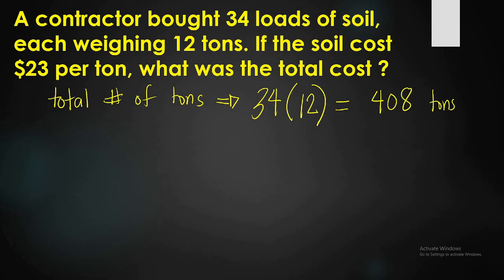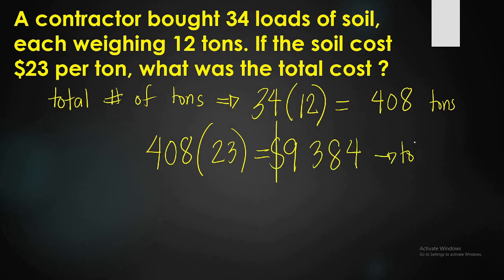Now, how do we get the total cost of this 408 tons of soil? Okay, so meaning 408 i-multiply pila to'y cost per ton sa soil? 23. So, how much is this? 9,384. Mauni siya ang total cost.